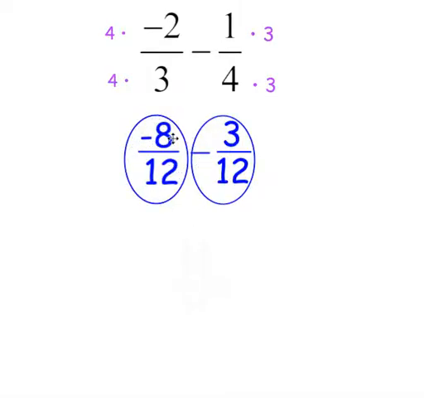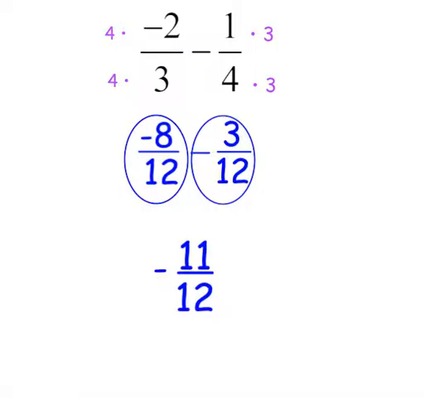Next, we have the circle with the signs in front. If I take a look, my signs are the same. I have a negative 8/12 and a negative 3/12. They're the same sign, so I'm going to add the numerators, get 11/12, and keep the sign of my answer. So negative 2/3 minus 1/4 is equal to negative 11/12.